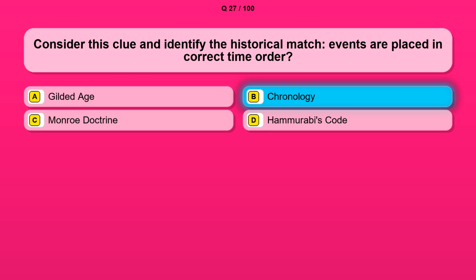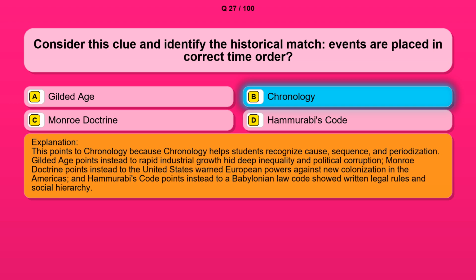The correct answer is option B, Chronology. This points to chronology because chronology helps students recognize cause, sequence, and periodization. Gilded Age points instead to rapid industrial growth and deep inequality and political corruption. Monroe Doctrine points instead to the United States warning European powers against new colonization in the Americas, and Hammurabi's Code points instead to a Babylonian law code showing written legal rules and social hierarchy.